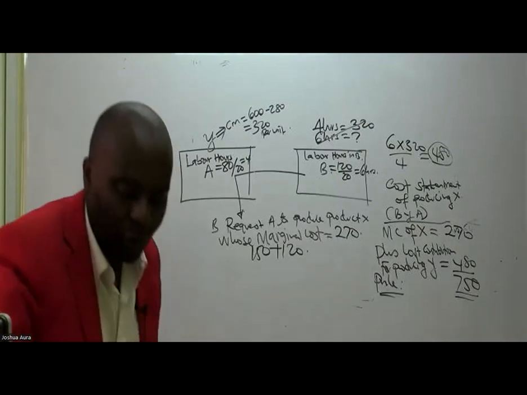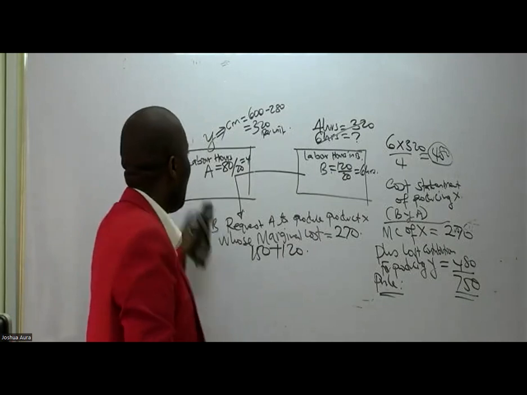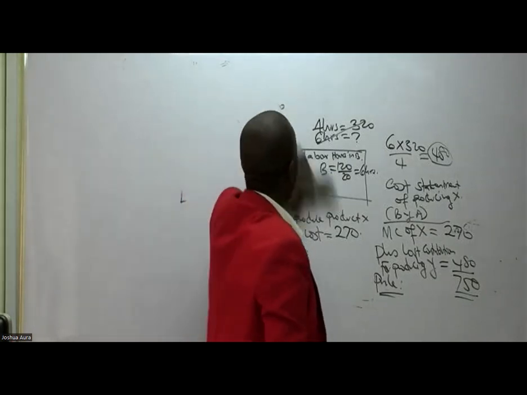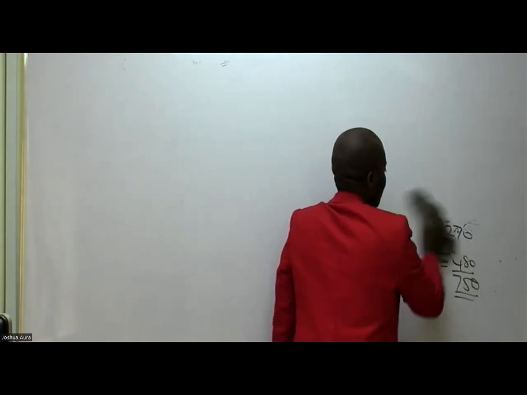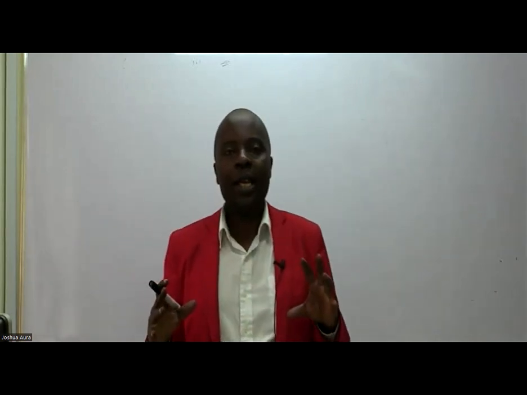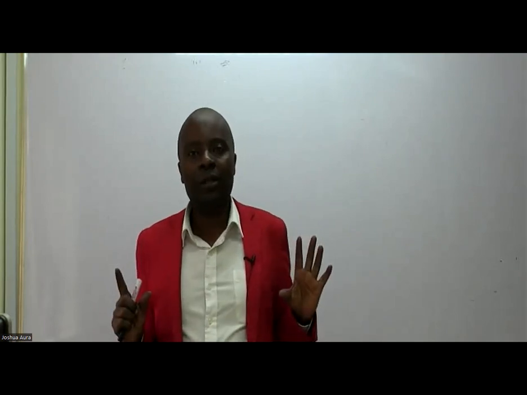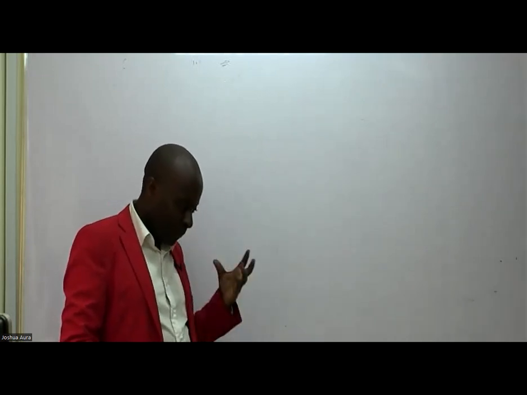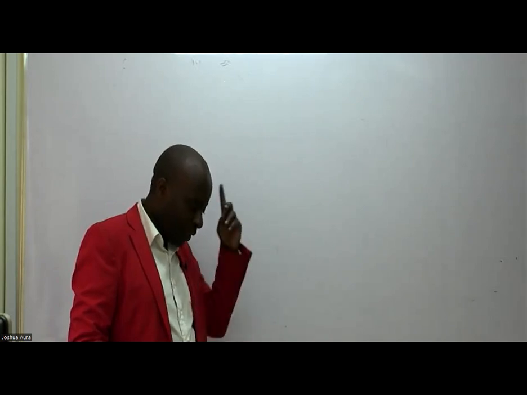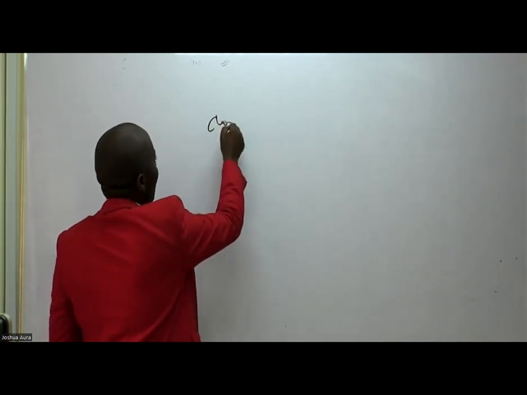So, ladies and gentlemen, listen to me very well. I'm looking at the impact of closing A. When I close A, the very first thing I will be able to do is to save some fixed costs, because there are some fixed costs which are attributable to the existence of A alone. We have some fixed costs which are specific to A. So if I close A, those fixed costs will be saved.